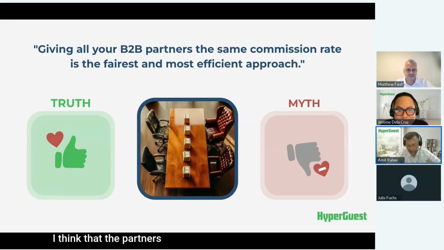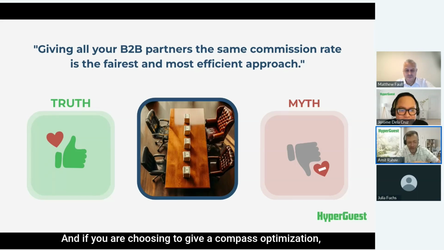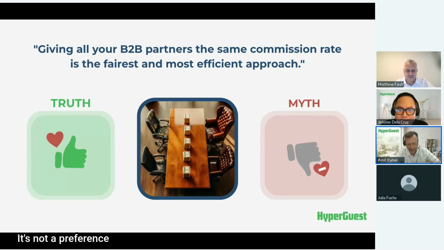I think that partners are business partners and succeed together. It's our philosophy: we make money when our partners make money. And I think hotels look at it similarly. If you choose to give a commission optimization, you're giving it democratically to all your partners. It's not a preference, but something you apply across an ecosystem.